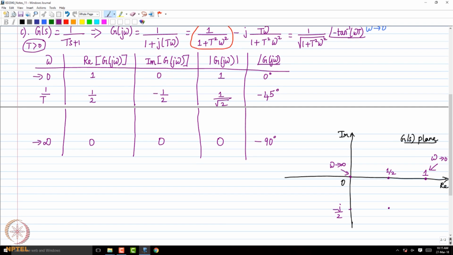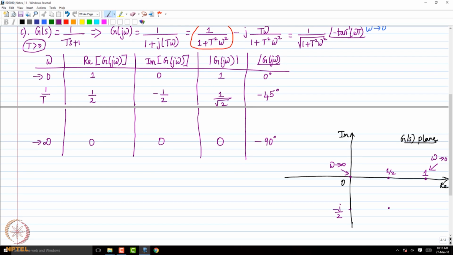Now, what happens to the Nyquist plot of this particular factor? We have identified 3 points. Now I need to draw a curve which passes through these 3 points. Of course, given these 3 points I can draw so many curves.